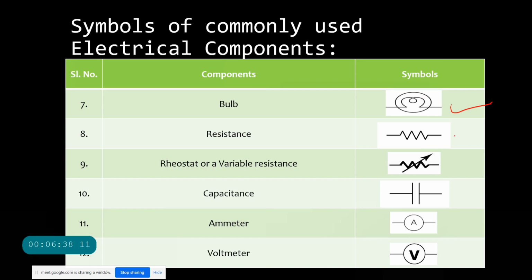And the resistance is represented in this manner. The rheostat, or variable resistance, is represented in this manner. It can also be represented in this way actually, but I couldn't add it in the screen here. This is another symbol for the rheostat. And the capacitance is represented generally in this way. There are other kinds of capacitors, represented in different forms, but a general capacitor is represented in this manner. An ammeter is represented in this manner, and a voltmeter is represented in this manner.